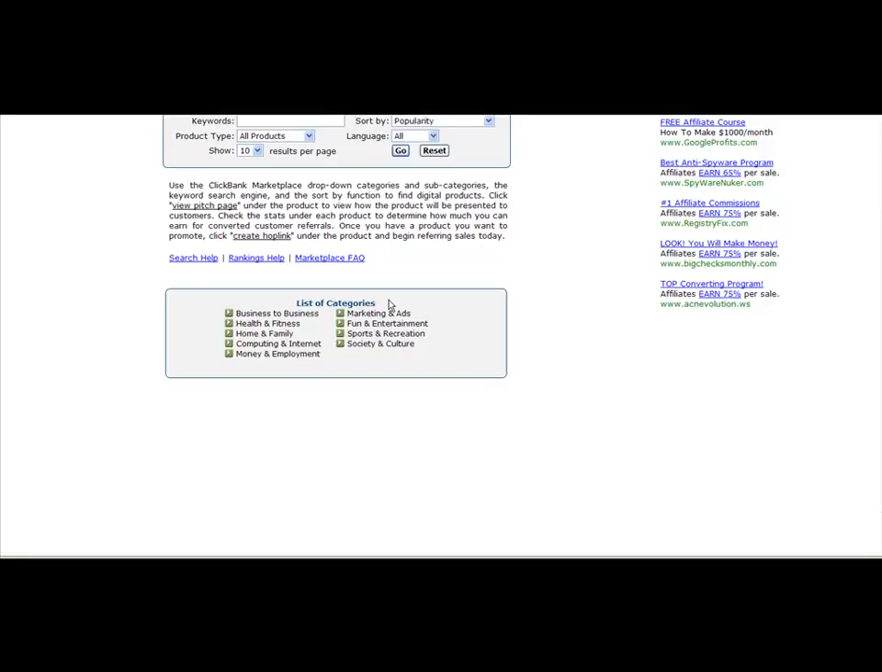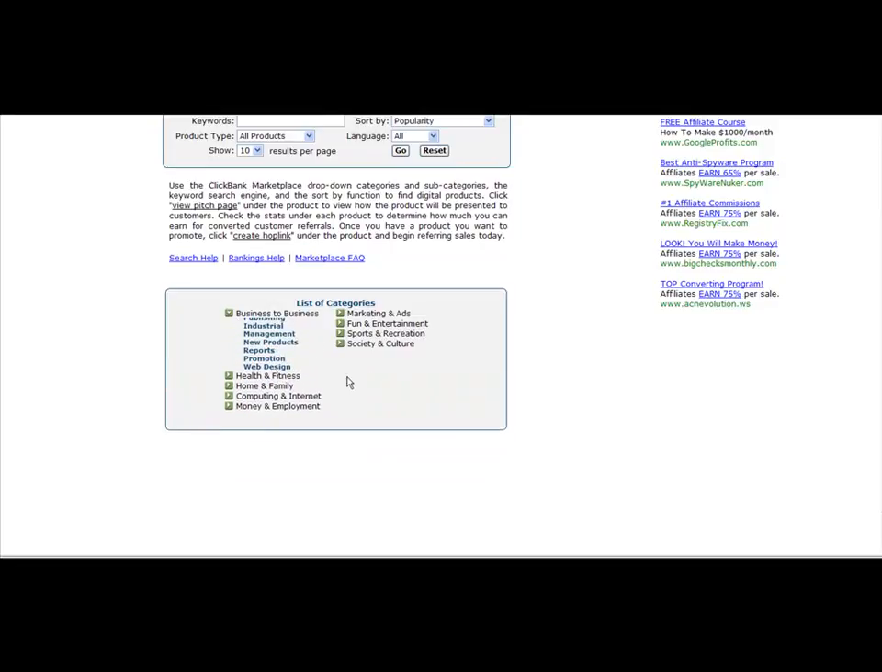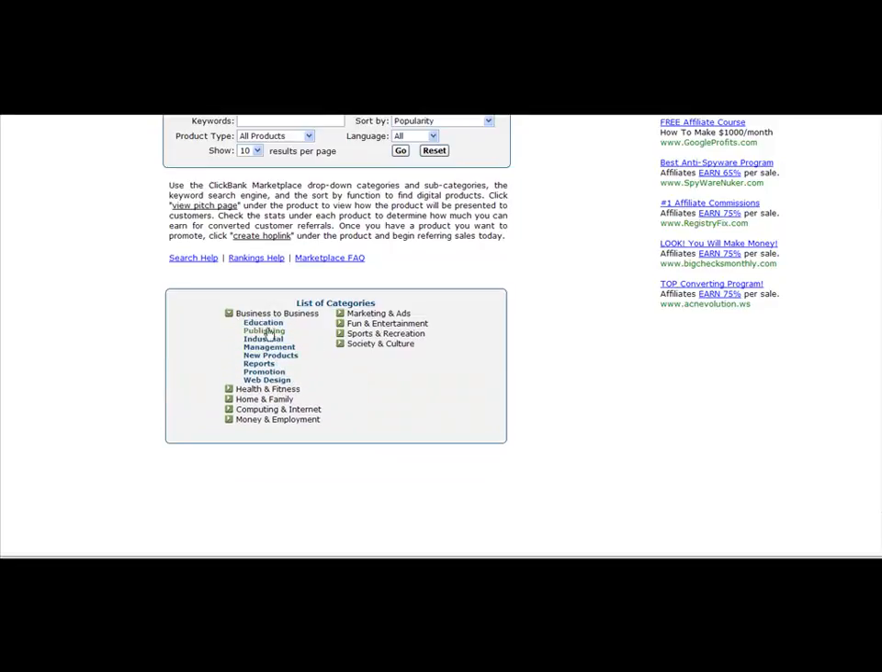So you can see here where it has different niches. You have business to business, health and fitness, home and family, computing and internet, money and employment, and you can just read each one of these different categories. You can click on the little arrows on the side to get an idea of what other kind of information is found within these categories. So you've got products for beauty, products for diet, and you can determine what products would be important nowadays. There's a lot of different kinds of information that you can find on ClickBank, so you can just browse through here and identify a category that you want to go after.